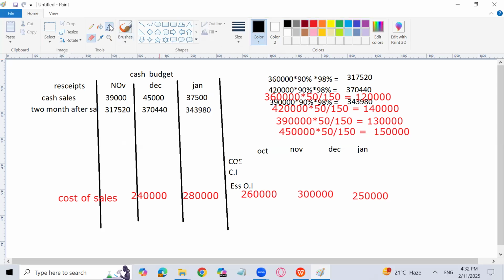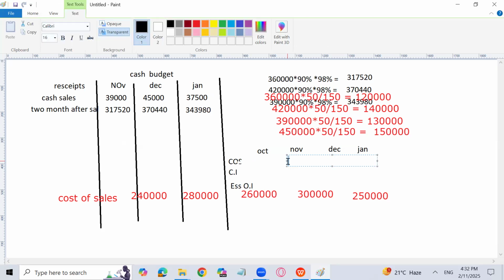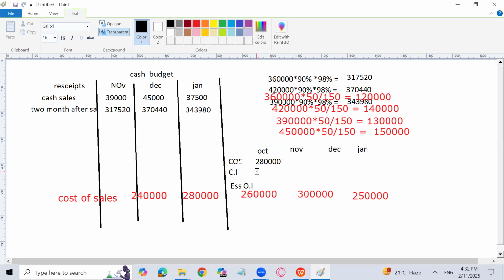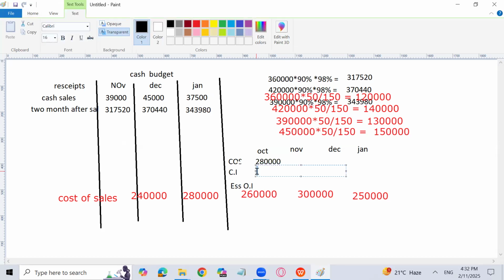Okay, so November cost of sales is... October cost of sales is 2,80,000 and then 2,60,000 into 40%. That is the closing inventory, 104,000, and the opening inventory is the 2,80,000 into 40%.